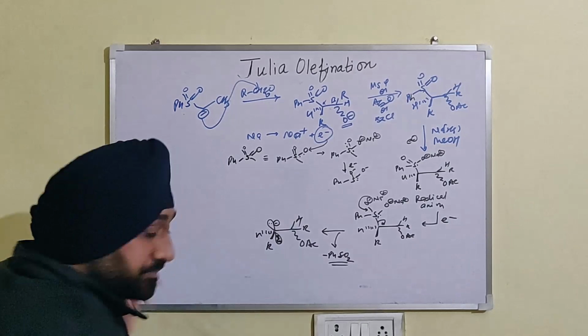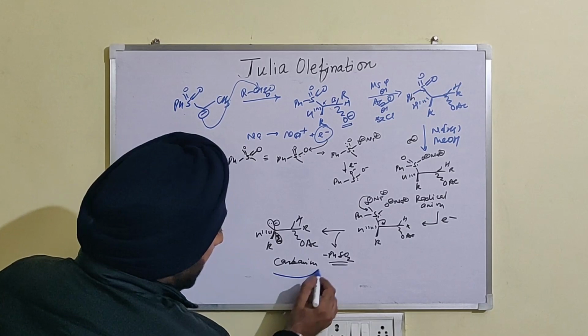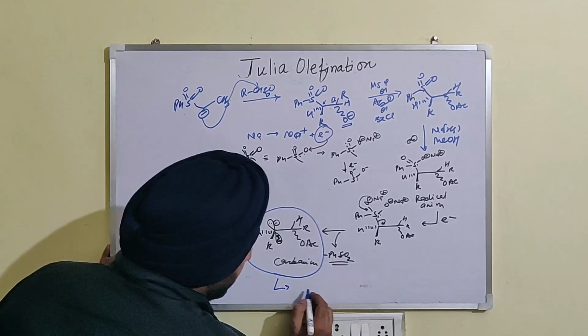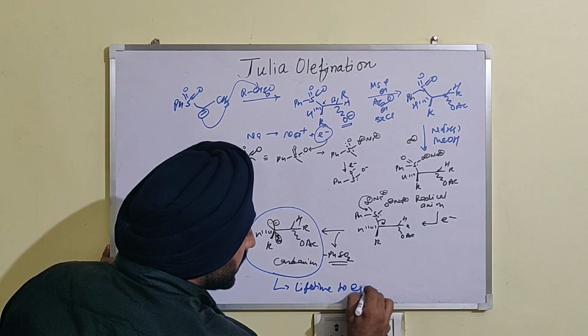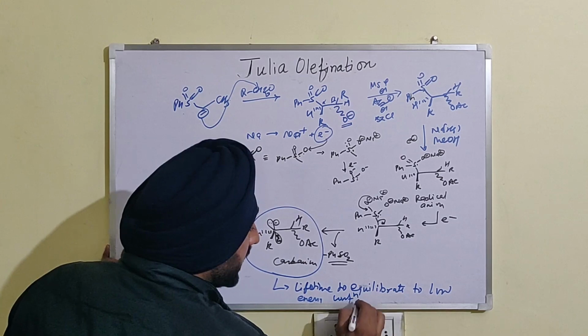Now once this carbanion is formed, that is where the mechanism of this reaction is decided, because this carbanion has a lifetime good enough to adopt the low energy intermediate. It must have a lifetime to equilibrate to the low energy conformation. Okay, and how does it do that?